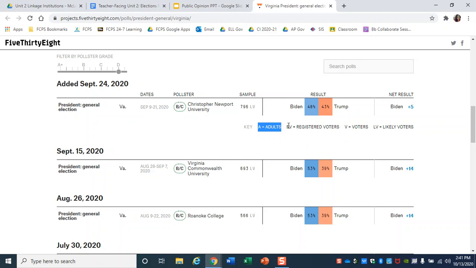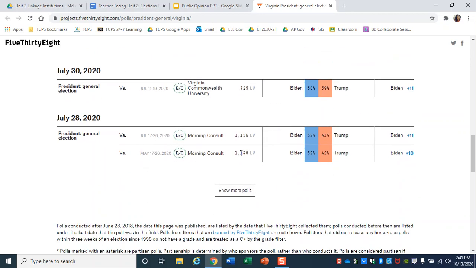The next highest is registered voters. That's pretty reliable, right? To some point, they're registered to vote, so they're not just saying that they're going to vote and then they're not even registered. You have actual voters and then likely voters. So it tells you what the sample size was. For example, in this one, 796 people were polled and they were all likely voters. This one here, you might think is maybe a little bit more accurate.